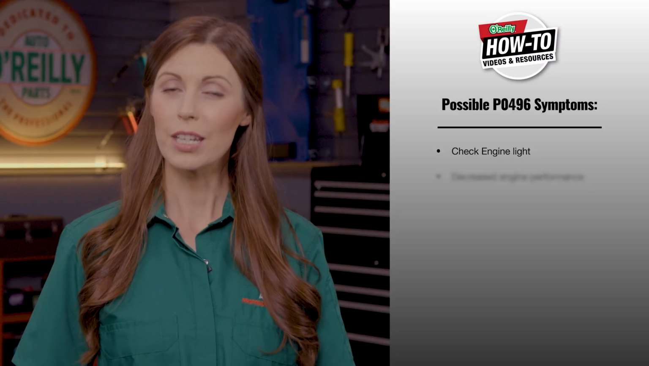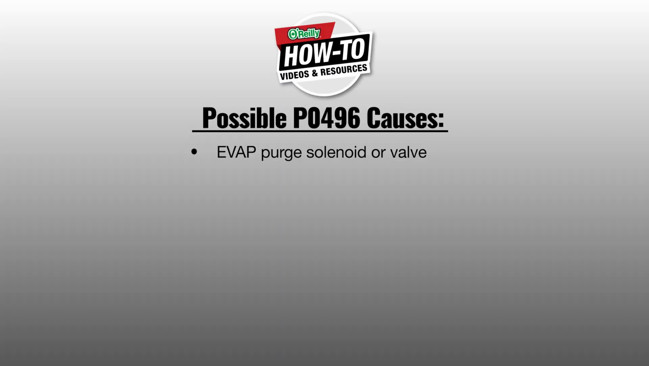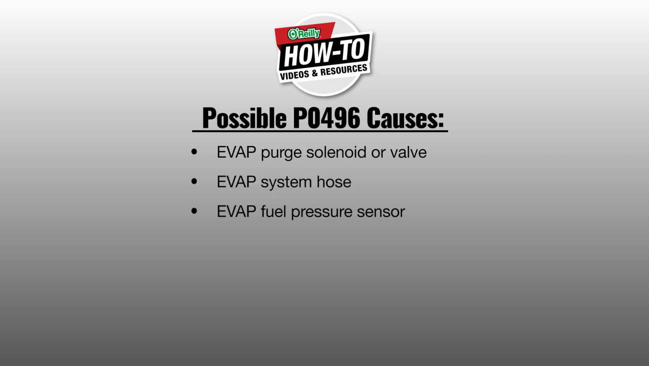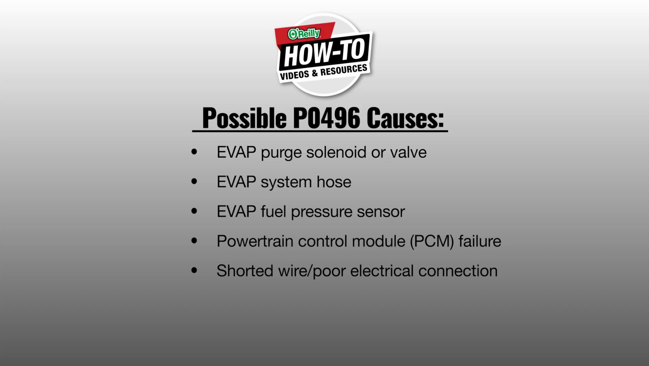As a result, besides a check engine light, you may experience decreased engine performance or have trouble starting your vehicle because of the excess accumulation of fuel vapors in your engine. The possible causes of this code include issues with your EVAP system's purge solenoid or purge valve, EVAP hoses or fuel pressure sensor, your powertrain control module, a shorted wire or poor electrical connection, your purge flow sensor, or charcoal canister. Even though your vehicle will still run and you may not even notice any symptoms, it's important to have this code diagnosed as soon as possible to avoid more serious issues down the road.